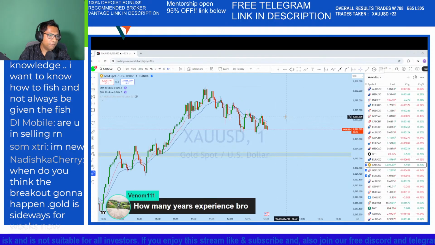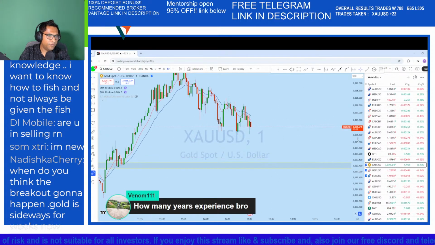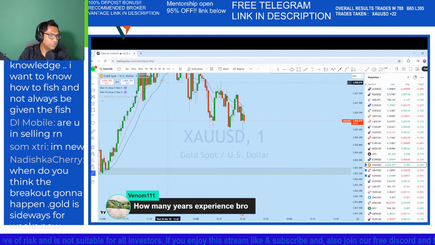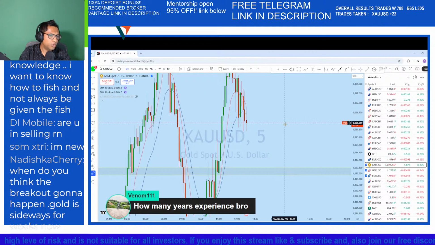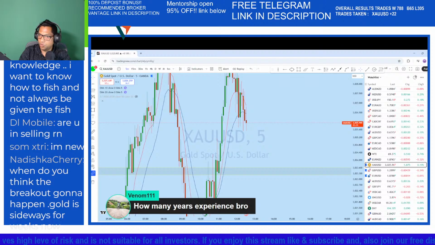So there is a reaction. If you guys look at it, you can see from this level here, the possibility for a bearish move.